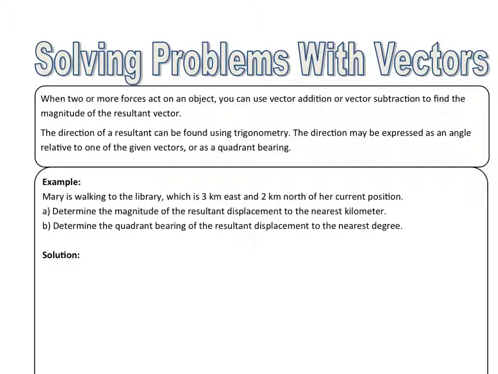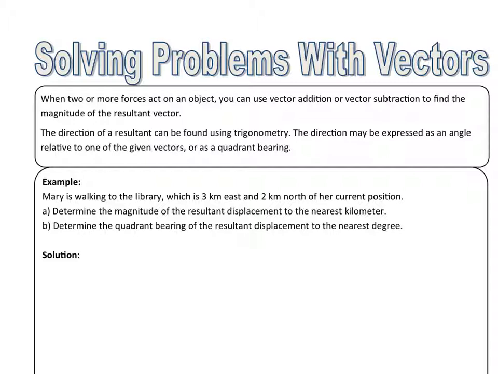So just quickly, when two or more forces act on an object, we can use vector addition or vector subtraction to find the magnitude of the resultant vector. This happens a lot in physics, so vectors are a very real-life application of problems you might find in physics. The direction of a resultant can be found using trigonometry, and the direction may be expressed as an angle relative to one of the given vectors, or as a quadrant bearing or true bearing, like we saw in the earlier lessons.